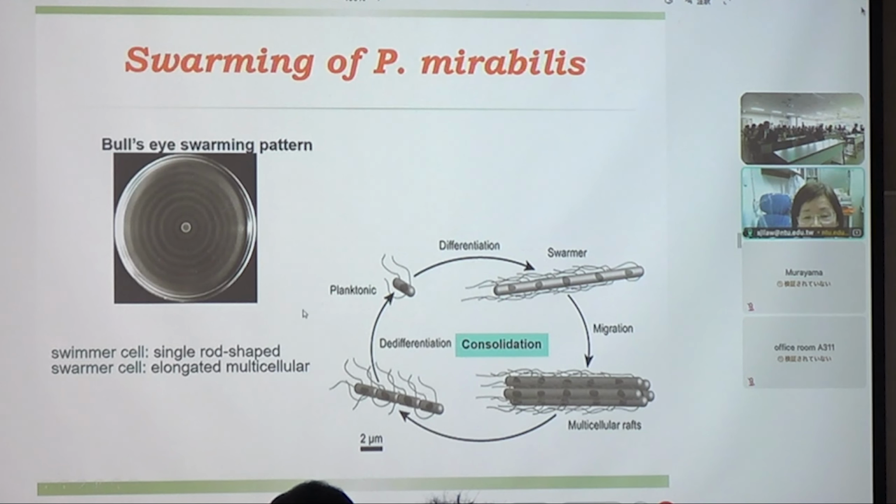So when we inoculate a drop of bacterial suspension onto the center of the agar surface of LB with 1.5 to 2% agar, a bullseye swarming pattern can be seen, like this figure shows. This is not a cartoon.